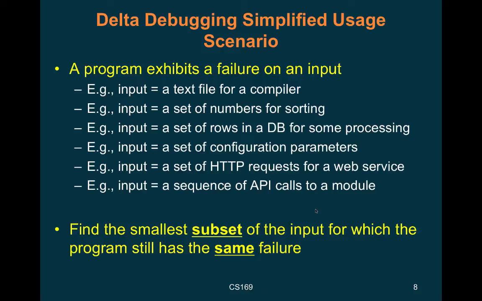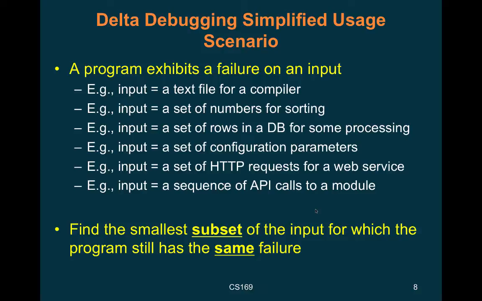If the program is a compiler, the input could be the text file that you give to the compiler, and then the minimization problem is, if the compiler crashes on this big program, find me a two-line program on which the compiler crashes. That's the minimization problem.